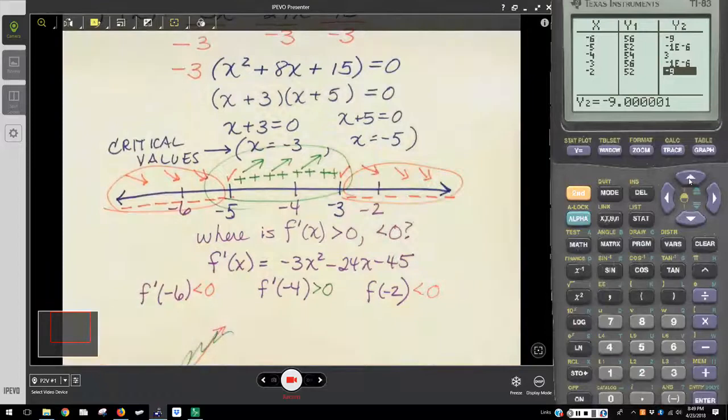So you have to both verify your critical numbers and then use your derivative to verify where your function is increasing and decreasing.